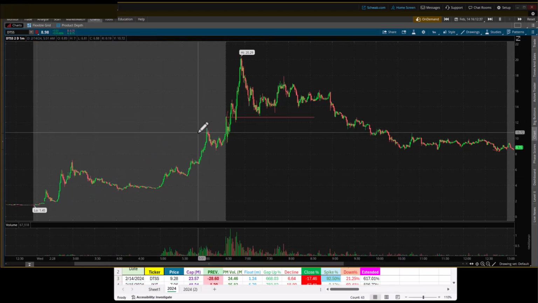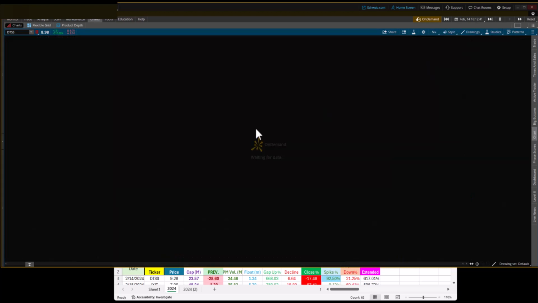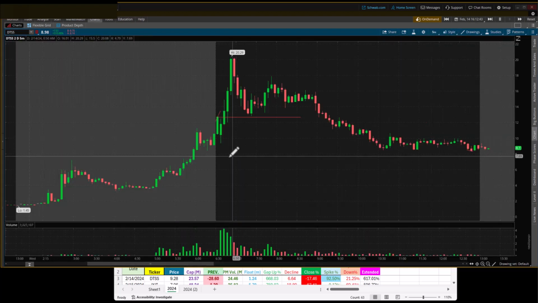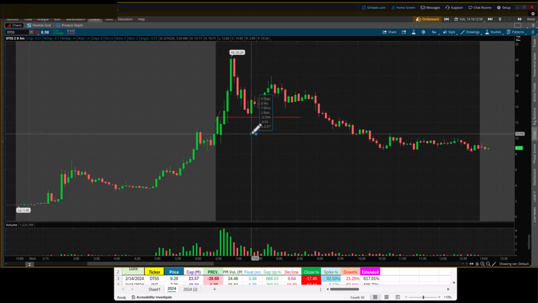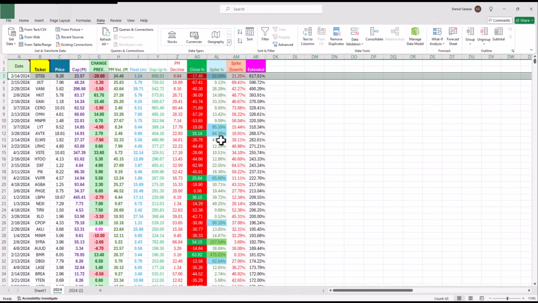And then from the highest point pre-market to the opening price, I'm going to move to the 5-minute so it can be easier to see. From the pre-market high to the opening price, that's your pre-market decline. And then from the opening price going upward, that's going to be your spike. And from the opening price going downward, that's going to be your spike down.